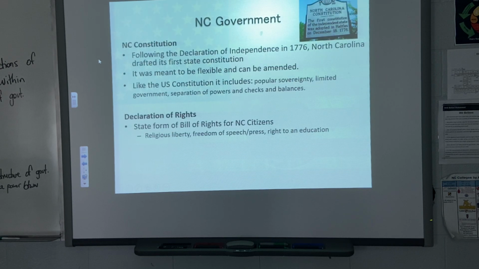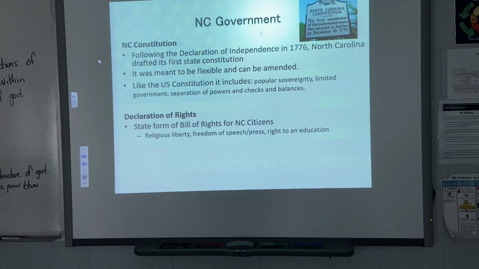All right, also in the North Carolina government is the Constitution. After the Declaration of Independence in 1776, North Carolina drafted its first state constitution. And by the way, North Carolina was the first of the delegates to sign the Declaration. So if you see the car tag that says First in Freedom, that's why.